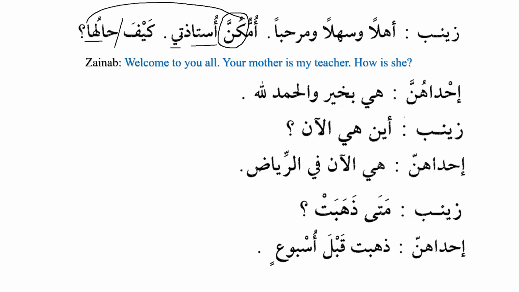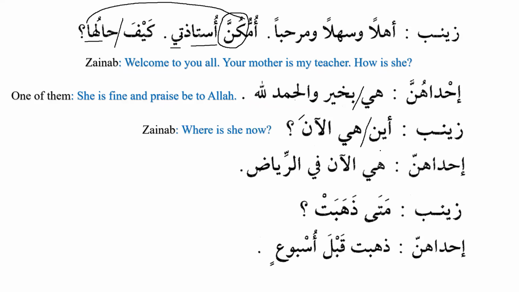Ihdahunna, one of them: Hiya bi khairin walhamdulillah. She's fine and praise be to Allah. And we know that whenever we say alhamdulillah, it's not necessary to translate it, but if we translate it, that's fine. Hiya bi khairin walhamdulillahi. Zainabu: Aina hiya al-ana? Where is she now? Aina hiya al-ana. Where is she now?